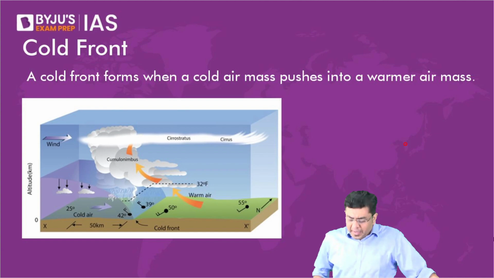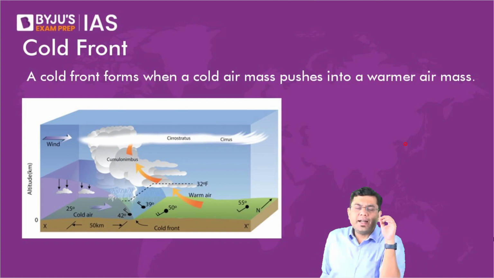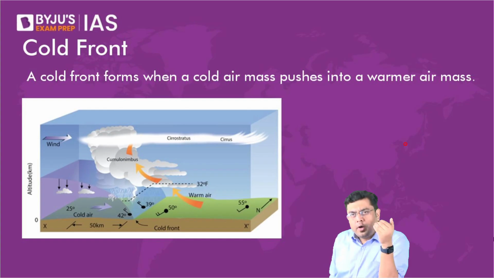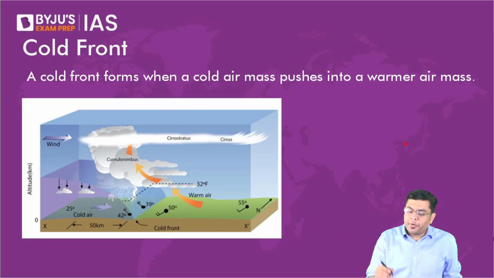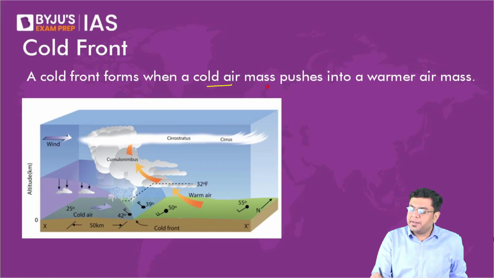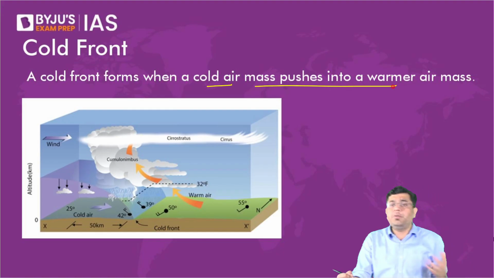Now, then we come to the portions of cold and warm front. What is it? Now, here the easiest way to understand it or remember it, cold means cold air is active. Warm means warm air is active in that case. So when we have a cold front, that is formed when the cold air is active, and it is the cold air mass which pushes into the warm air mass.